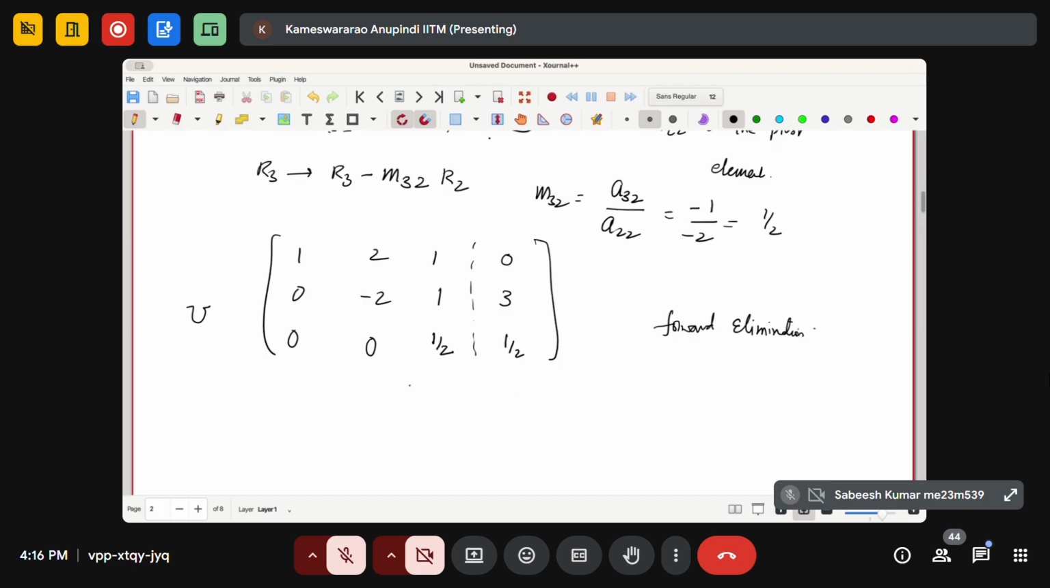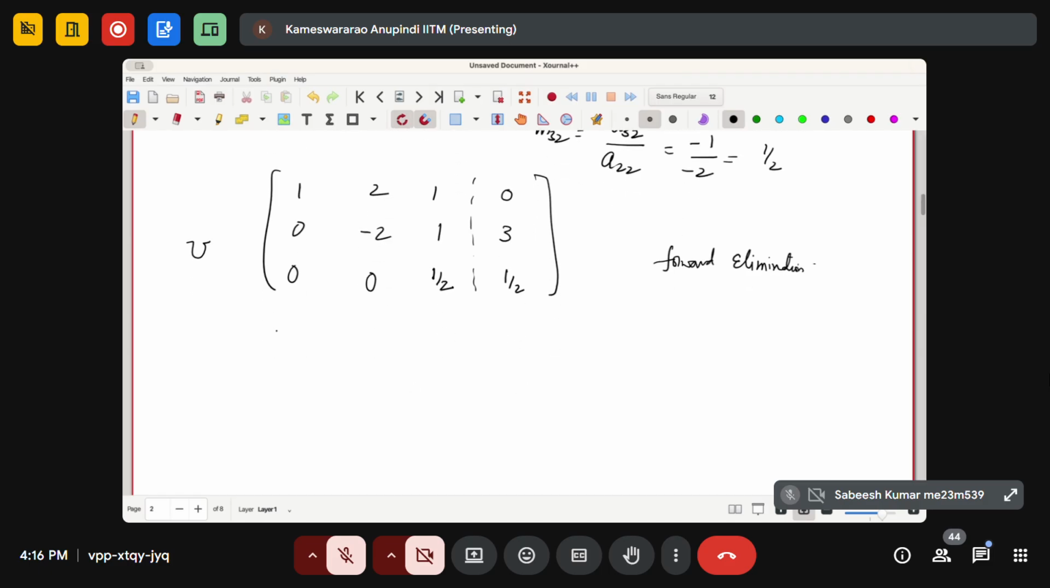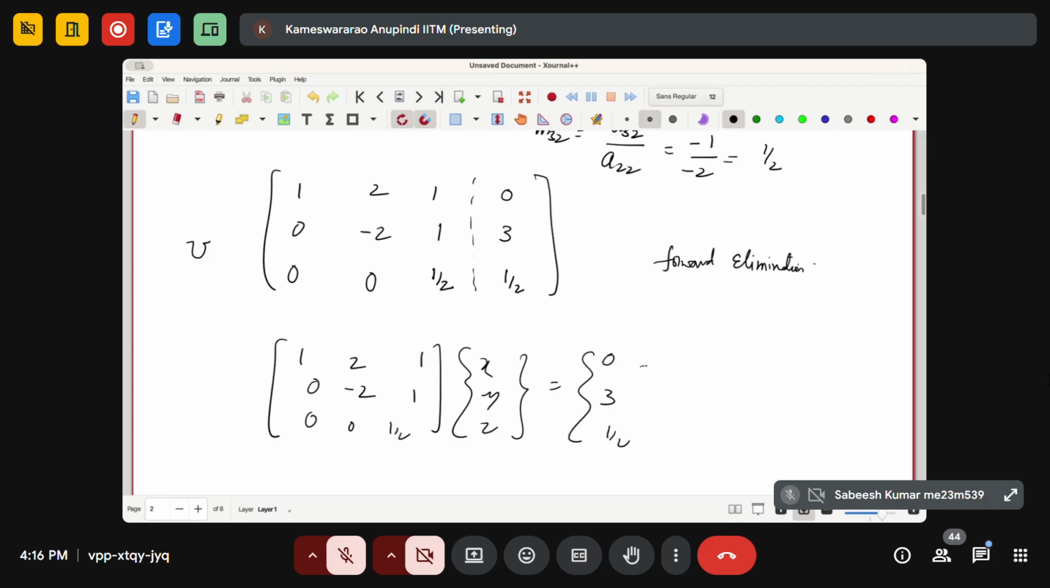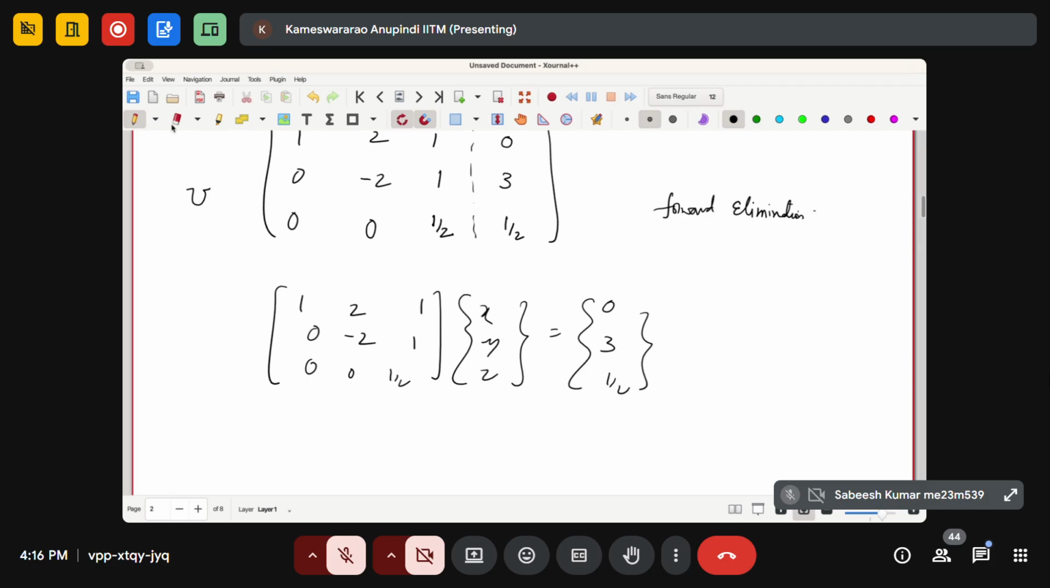Okay. So from here, now I can put it back in the original form. That was 1, 2, 1, 0, -2, 1, and 0, 0, 1 by 2 times xyz equals, on the right hand side we have 0, 3, 1 by 2. And now we can solve using back substitution. So when I do the back substitution, this is backward substitution.